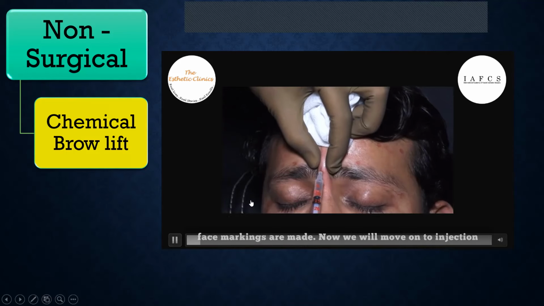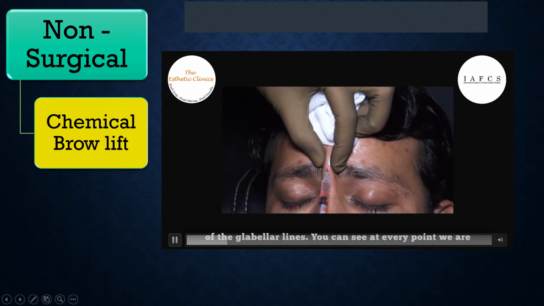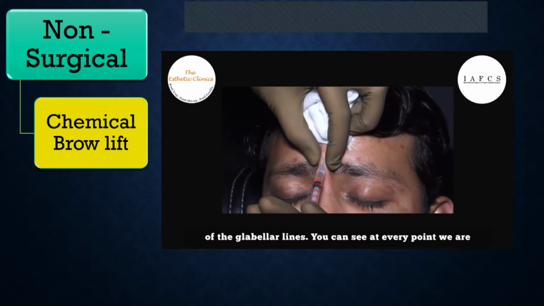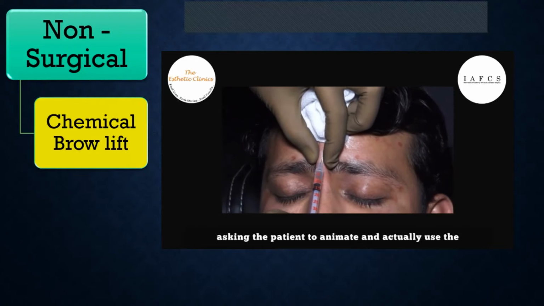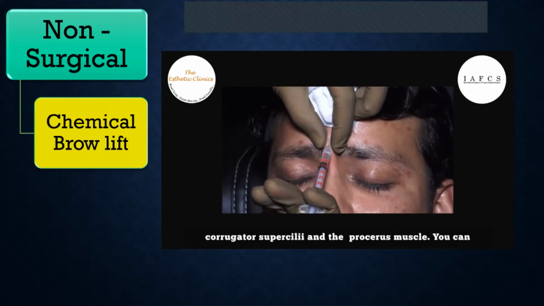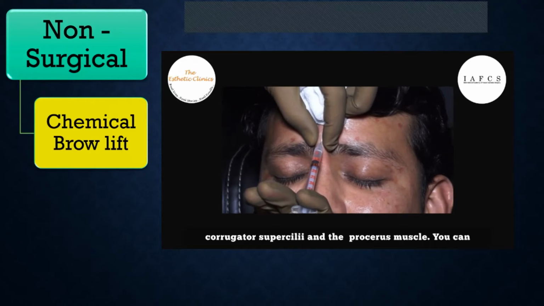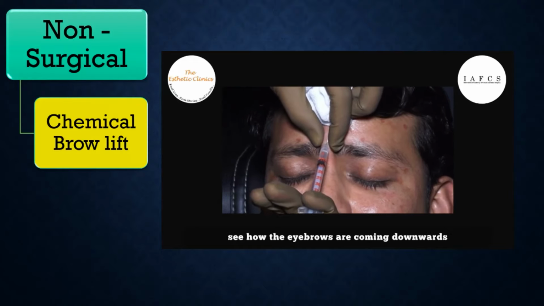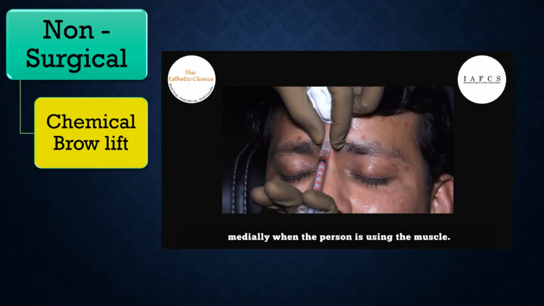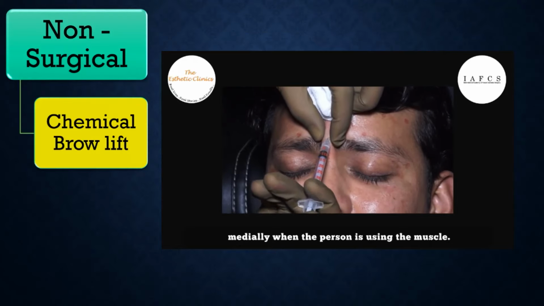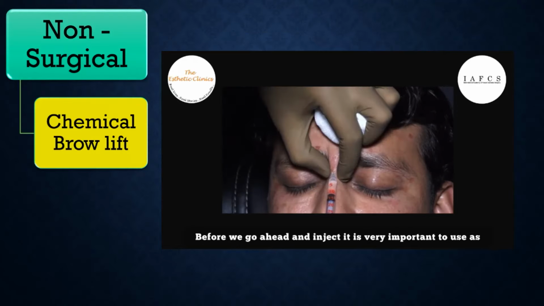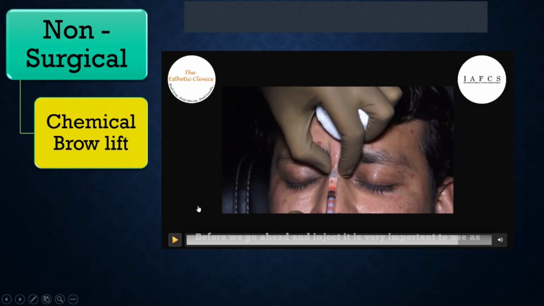Now we will move on to injection of the glabellar lines. You can see at every point we are asking the patient to animate and actually use the corrugator supercilii and the procerus muscle. You can see how the eyebrows are coming downwards and medially when the person is using the muscle. Before we go ahead and inject, it's very important. And that's a very important point, right?